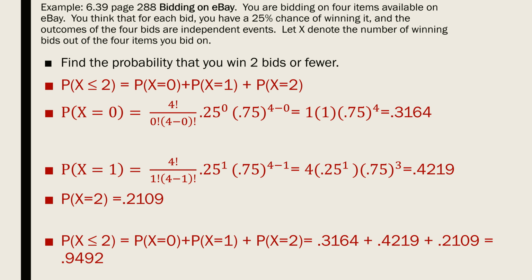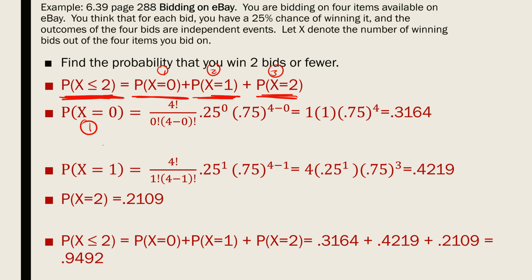The next question is, find the probability that you win 2 bids or fewer. So using mathematical language, you win 2 bids or fewer is the probability x less than or equal to 2. This probability also equals the probability of x equals 0 plus the probability of x equals 1 plus the probability of x equals 2. And we just calculate these 3 parts individually.